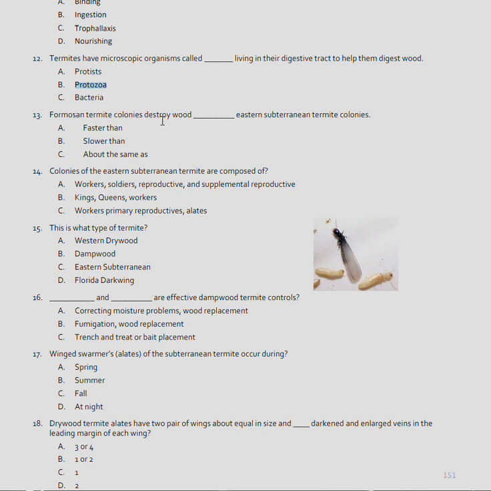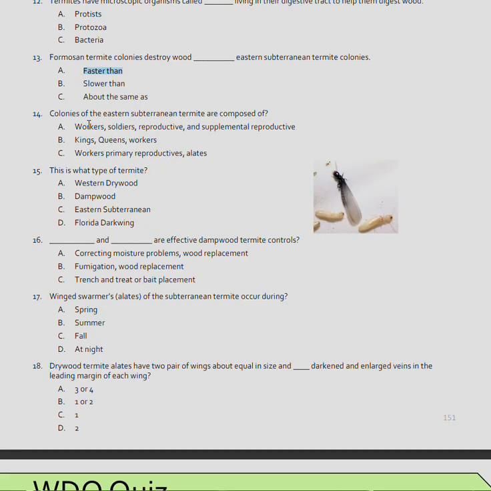Formosan termites destroy wood blank eastern subterranean termite colony. The answer is they do it faster than. Colonies of eastern subterranean termites are comprised of. Answer: worker, soldier, reproductive, and supplemental reproductive.